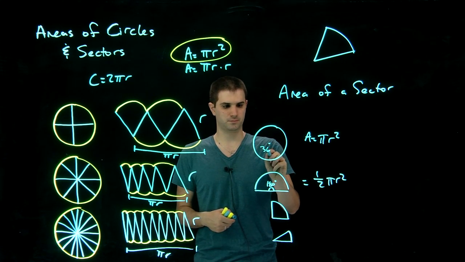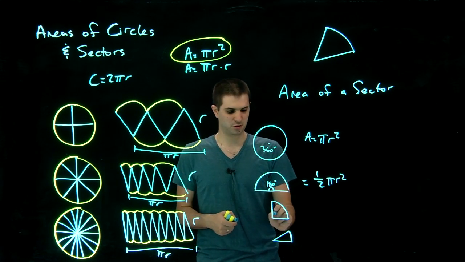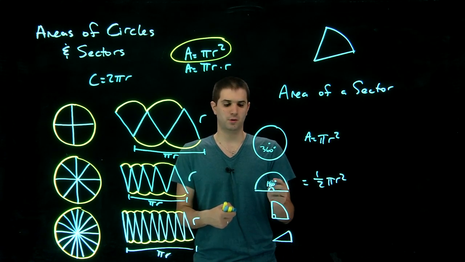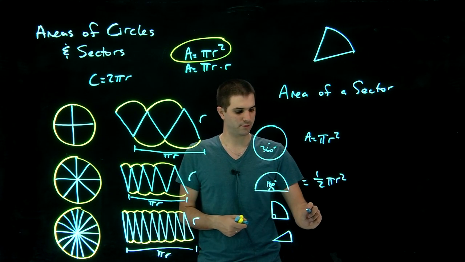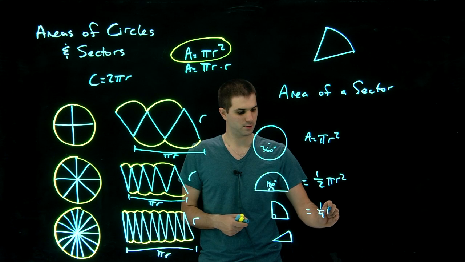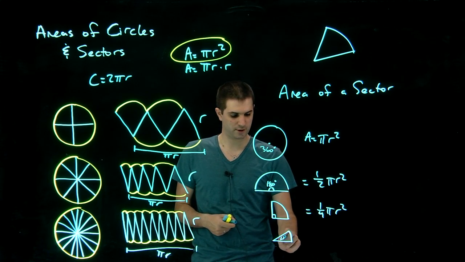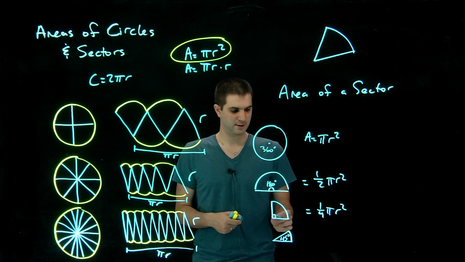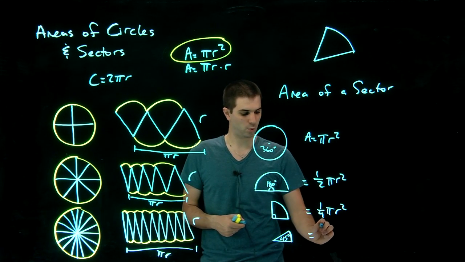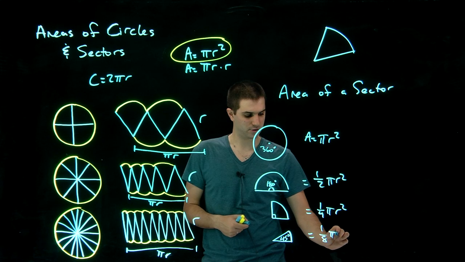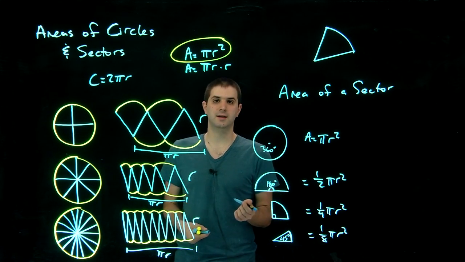So this is going to be 90 degrees. So in other words, 90 out of 360 is 1/4. So 1/4 pi r squared. If this is 45 degrees, then this is going to equal 1/8 pi r squared, etc. So I think you can get the idea.